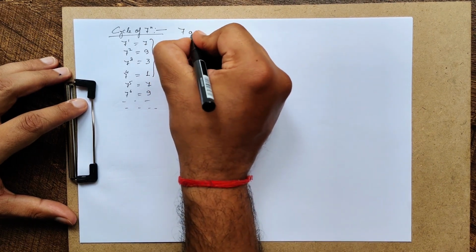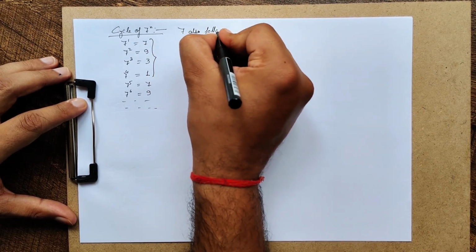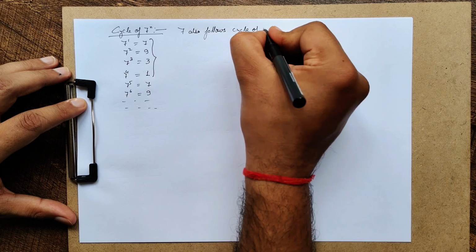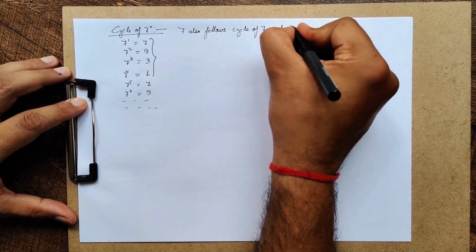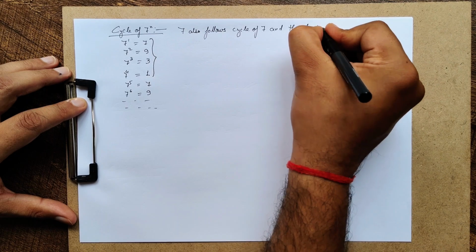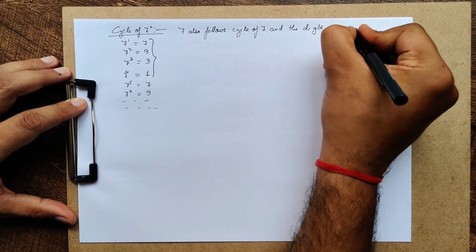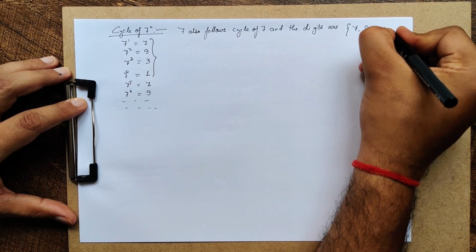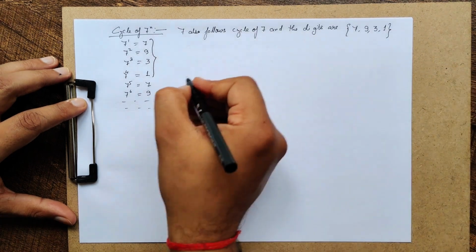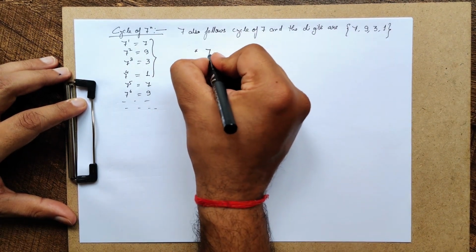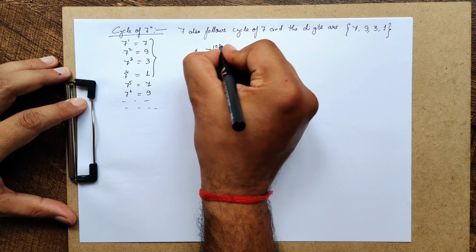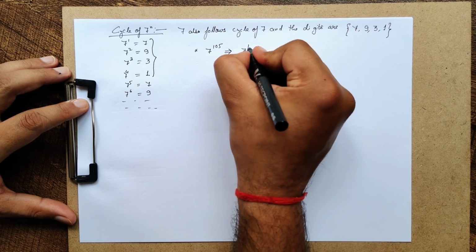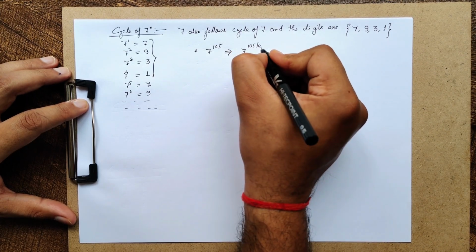So can we write 7 also follows cycle of 4, and the digits are 7, 9, 3 and 1. Let us take a few examples. 7 to power 105. Now we know that 7 follows the cycle of 4. So can we write 7 to power 105 by 4.